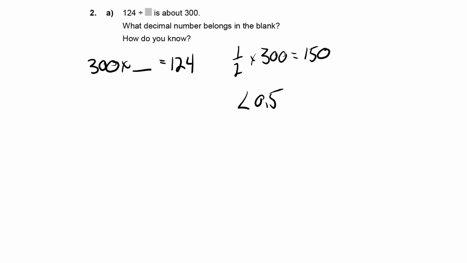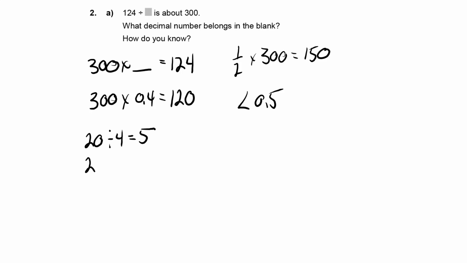So I'm going to take a shot at saying 0.4. So 300 times 0.4 is equal to 120. So that's very close, but it's not as precise. It doesn't give us the exact answer that we're looking for. Remember now that 20 divided by 4 is equal to 5. And similarly, we can say that 20 divided by 5 is equal to 4. So regardless of which number we're given, we can always find the other number.